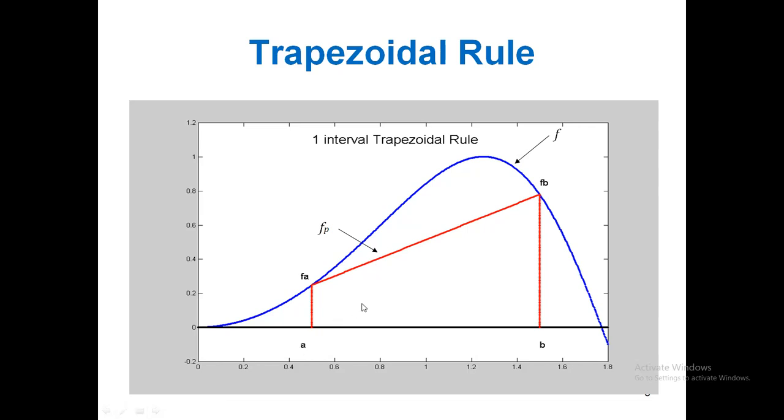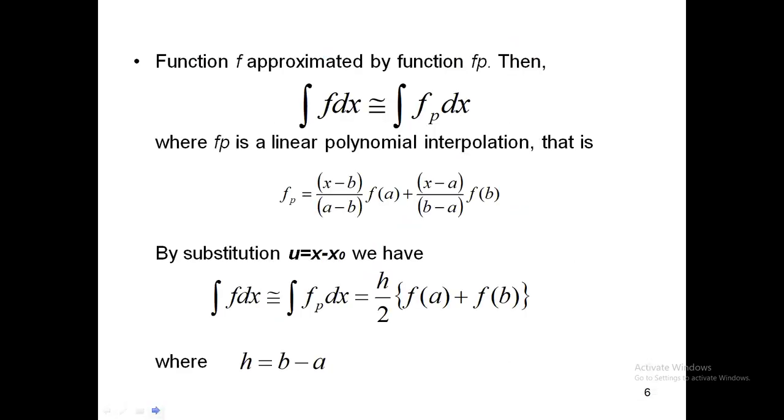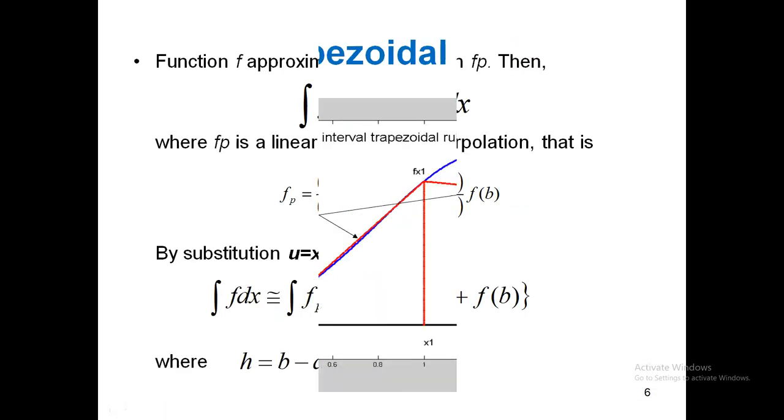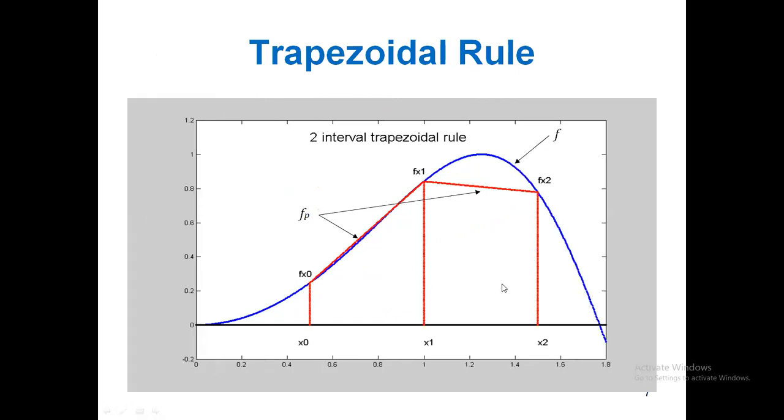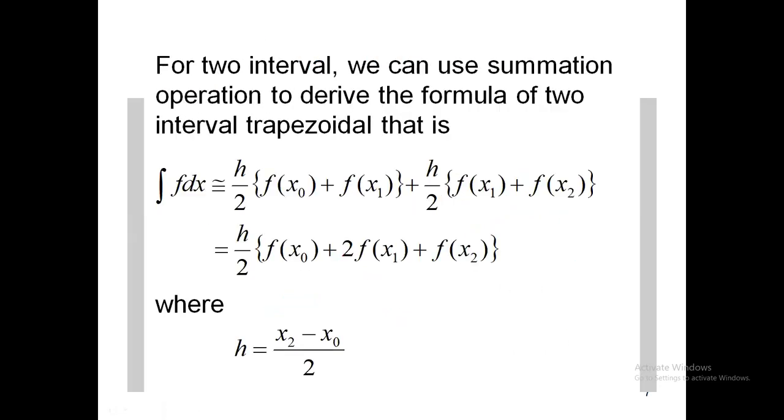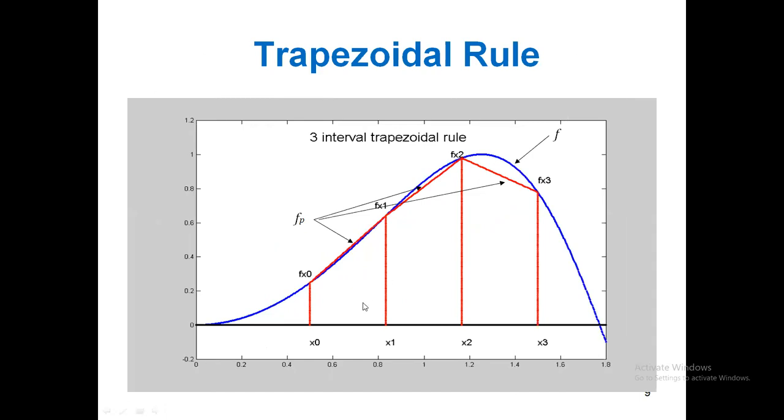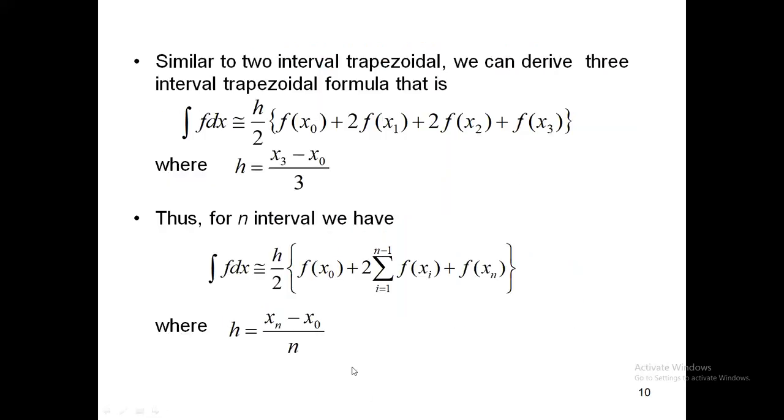Now, it could be done this way with just one trapezoid. It could be done this way in which you have two trapezoids. And it could be done this way in which you have three trapezoids. So generally, we can have a more generic formula that will allow us to approximate the value of a definite non-elementary integral using the trapezoidal rule. And that particular formula is this one.